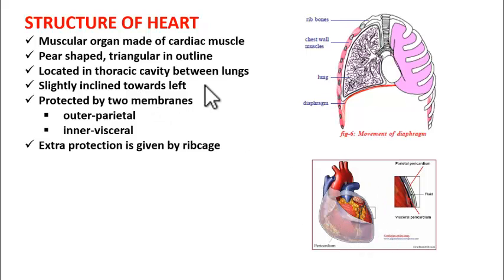Next, where is it located? It is located in between the lungs inside thoracic cavity. So the chest cavity is called as thoracic cavity and our heart is located in between the lungs. And it is not at the center, students. It is slightly towards left. See here, heart is slightly towards left lung and is actually protruding into the left lung.